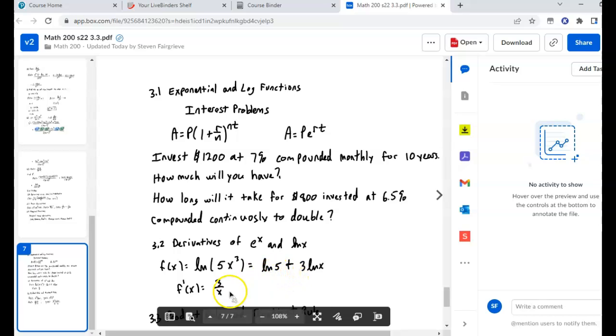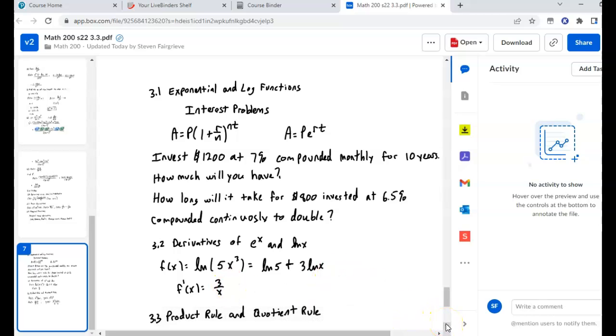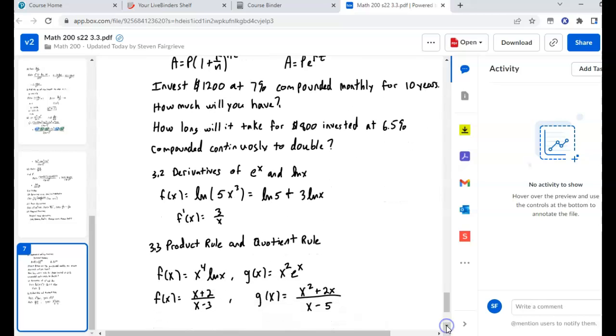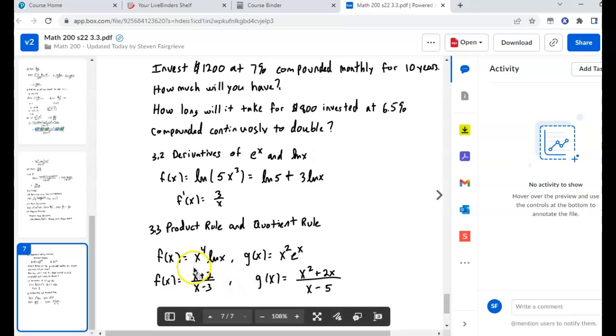So derivative of ln of 5, that's just a number, so that's 0. Then 3, derivative of ln is 1 over x. It's 3 over x is the answer there. Other than that, everything with the derivatives will come up more as a part of the problems in 3.3. As you can see here with the example x to the fourth ln of x, you can be asked to do a derivative like that, or g of x equals x squared e to the x.